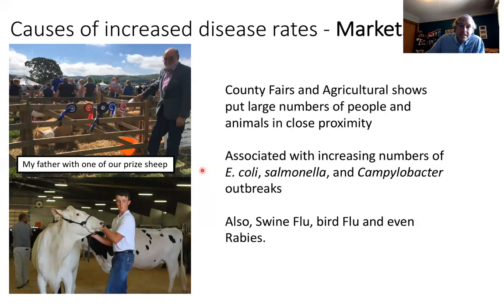So what happens is these county fairs and agricultural shows end up putting large numbers of people and animals in very close proximity, which, as we now know, is not good for zoonotic disease transmission. And so these county fairs and agricultural shows are associated with increasing numbers of E. coli, Salmonella, and Campylobacter outbreaks. Historically, they've also been associated with swine flu, bird flu, and even in some cases, rabies.